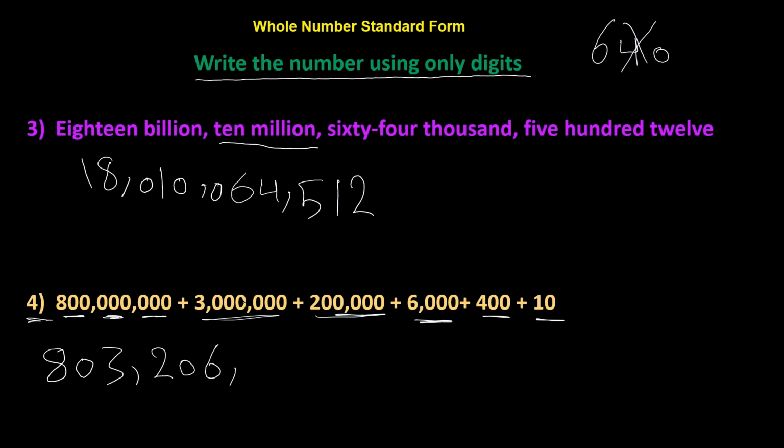Go ahead. What's next? 400 and 10. That means 1 in 10. And there are no ones. You will write 0 in ones. So now you have 803,206,410.